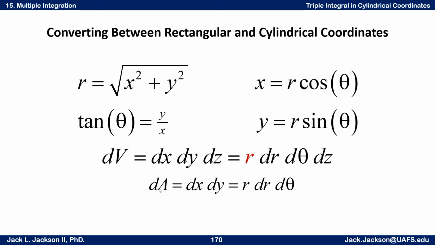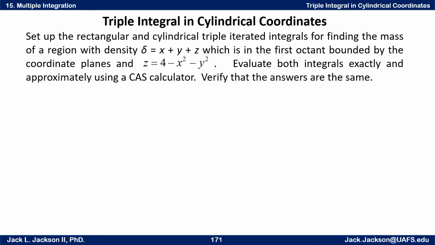And of course, in polar coordinates, dA is dx times dy, which is r dr d theta. So don't forget to put that r in there when you change from dx dy dz to dr d theta dz, you also have to have that factor of r. And then you have to change your limits, so you'll be using these formulas up here to convert. So let's take a look at an example now.